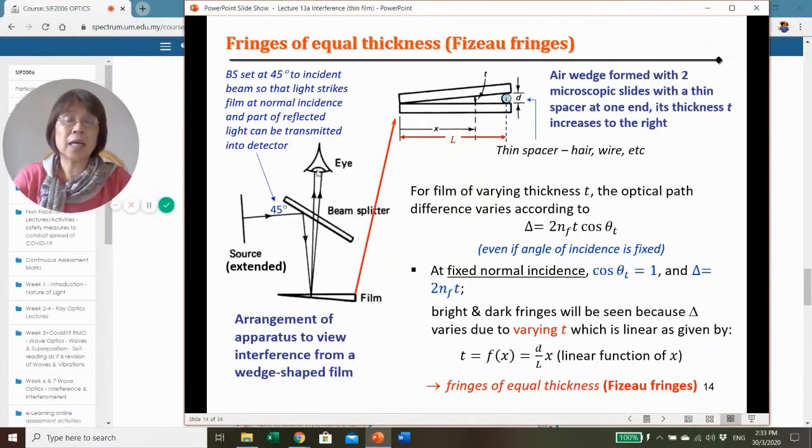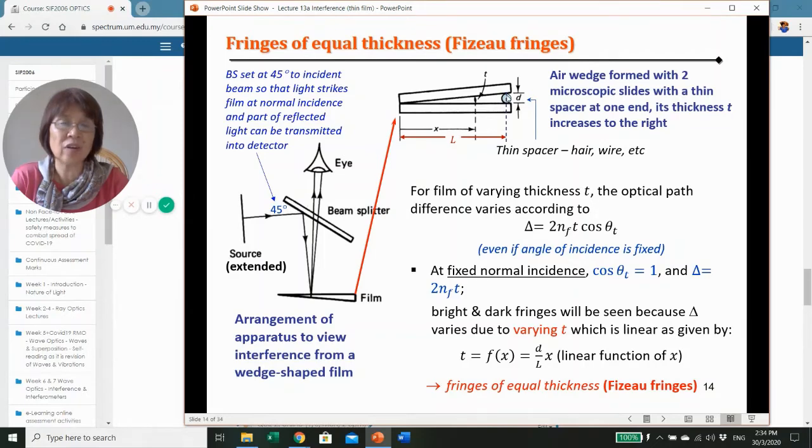Now in this case, we have formed a wedge, which means that here is 0 thickness and here is D thickness. If you look at this arrangement, we can make this from perhaps 2 microscope slides, and we put a very thin wire at the other end, and over this end we let them touch each other. And the thickness of this wedge will be increasing linearly.